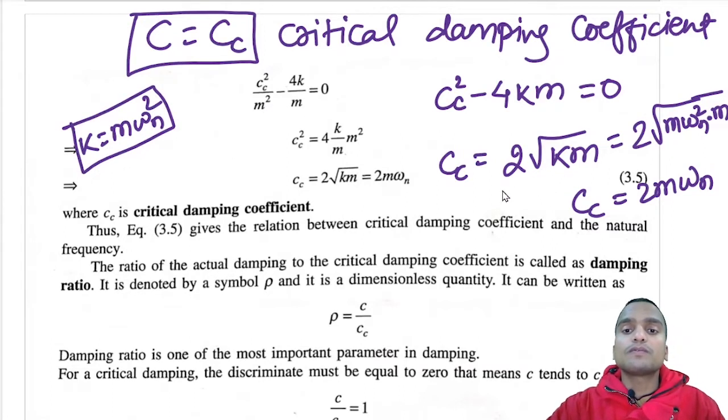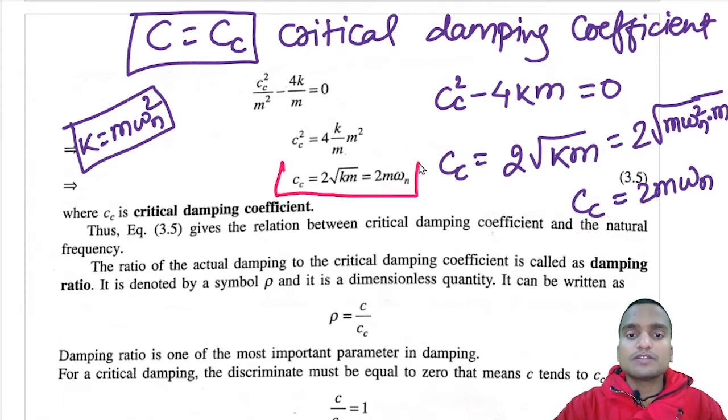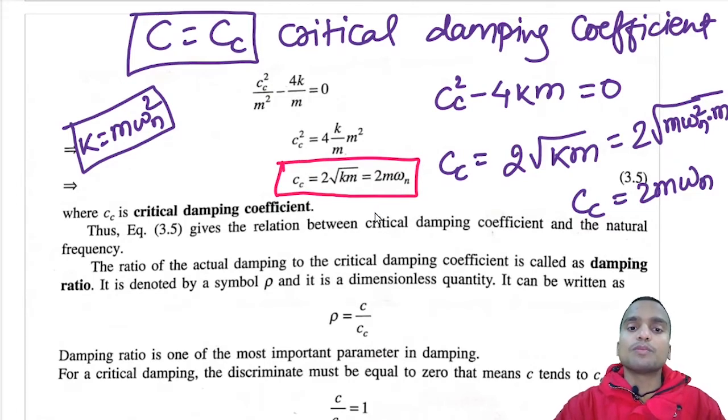So this is the value of the critical damping coefficient in critical damping. I again highlight this formula: Cc is equal to 2 root km, which is equal to 2m omega n. So you can calculate when critical damping will occur. It will occur when the damping coefficient is equal to 2 root km.